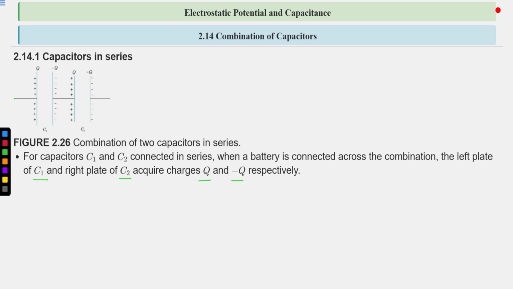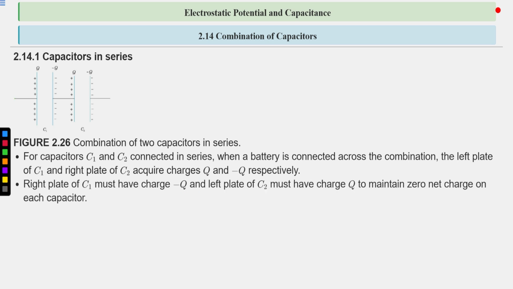So when a battery is connected across the combination, the left plate of C1 and the right plate of C2 acquire charges plus Q and minus Q. The right plate of C1 must then have charge minus Q, and the left plate of C2 must have plus Q, to maintain zero net charge on each capacitor.